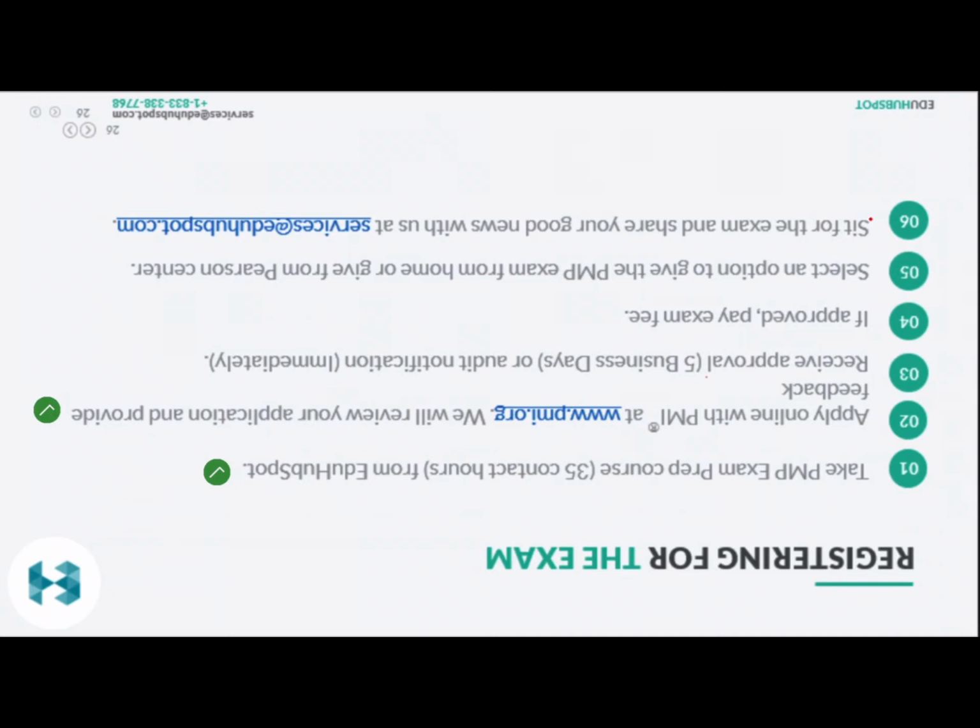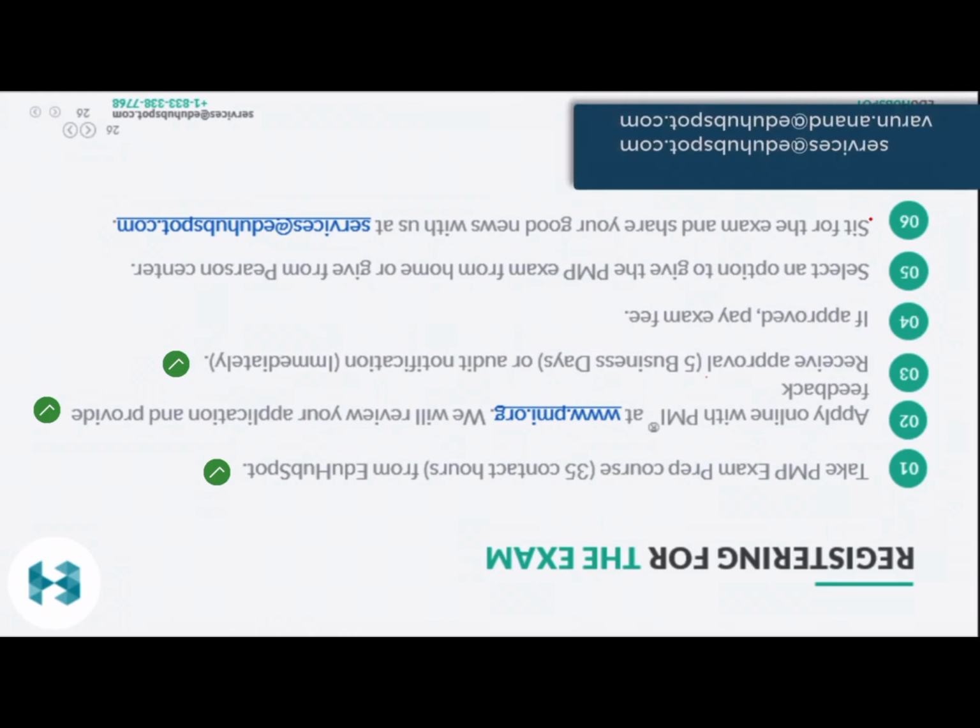Then within 5 business days, you will get either the approval notification or the audit notification. Typically, your audit notification is immediate. It's more like a computer generated algorithm, and if it is picked, yes. If it is an audit, send me an email at services@eduhubspot.com, or you can directly send me an email also, which is varun.anand, that's my first name, last name, varun.anand@eduhubspot.com. Over there, I can definitely help you out in the case of an audit also, so don't worry about it.